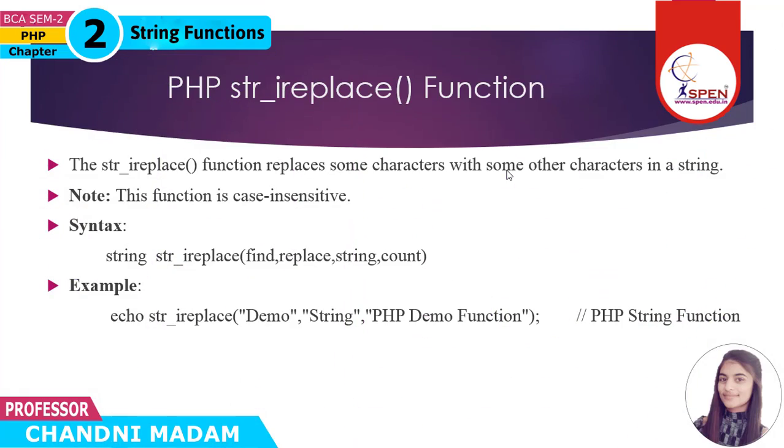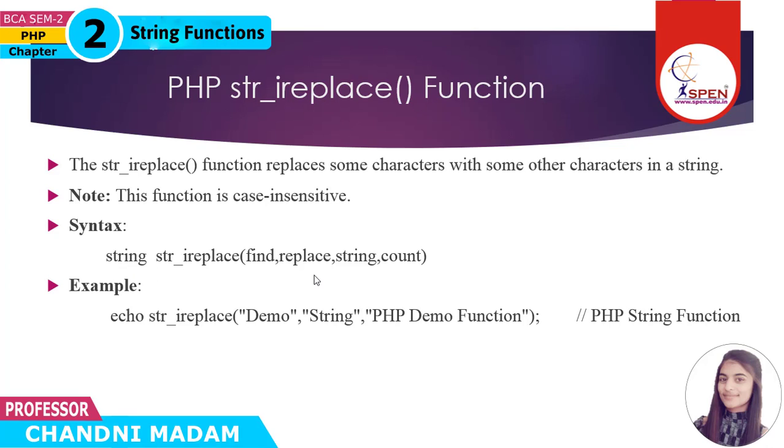Now our next function is str_ireplace. This function replaces some characters with other characters in your string. This function is case insensitive, which means small p and capital P are the same character in this function. This function has a total of 4 parameters: first is find, second is replace, third is string and fourth is count. After executing this function it gives a string as output.